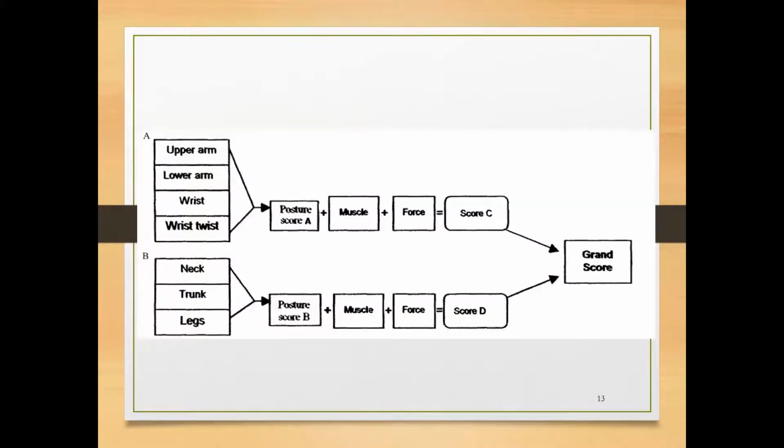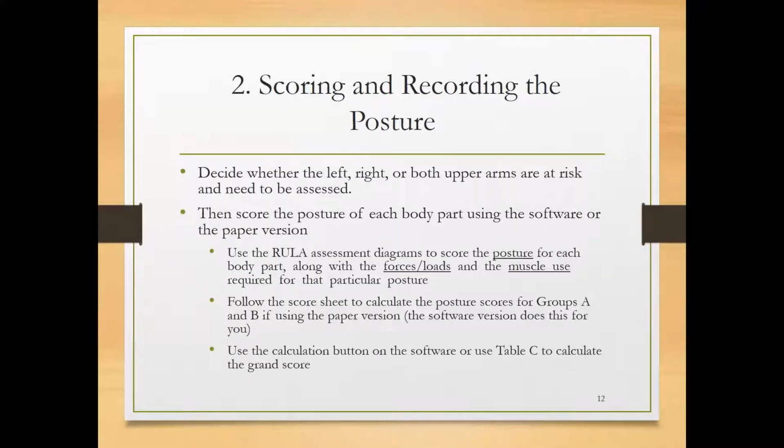Now it is possible that the right and left body parts, that is the right and left arm, are doing significantly different tasks, then you have to score the left and right parts separately. Otherwise you can score either of these two if they are performing similar actions. You can use software as well as pen and paper to assess posture using the RULA method. Posture, force loads and muscle use, and movement are considered.